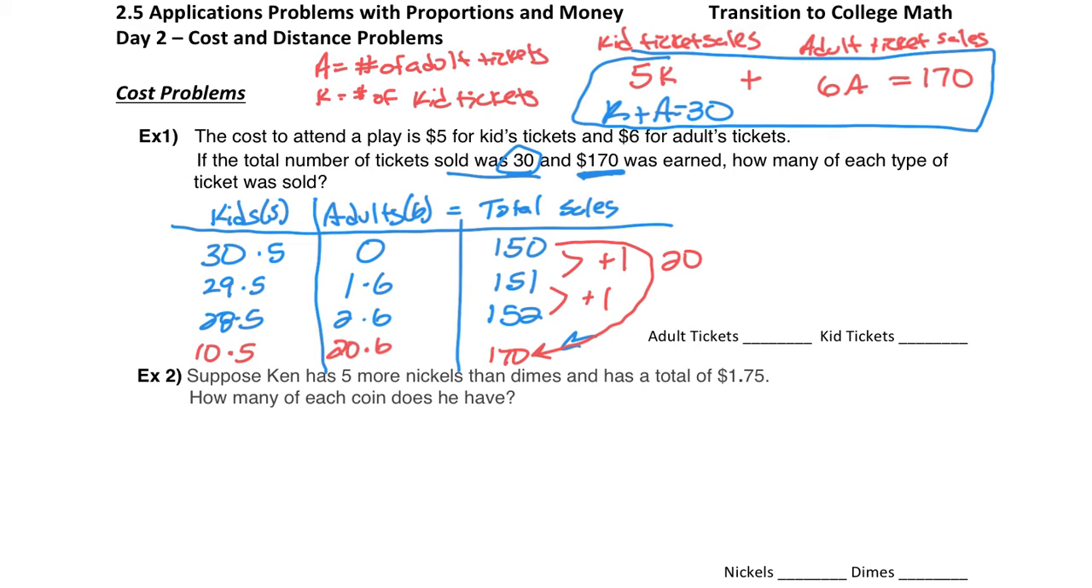And the best part is I can easily check my answer. 10 student tickets times $5 each is $50. 20 adult tickets times $6 each is $120. And 50 plus 120 gives us $170. And again, 10 tickets, 20 adult tickets, that's 30 tickets total. So our final answer for the question is we sold 20 adult tickets, 10 kid tickets.